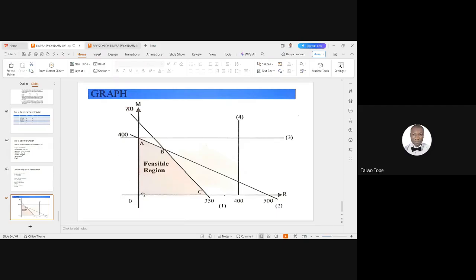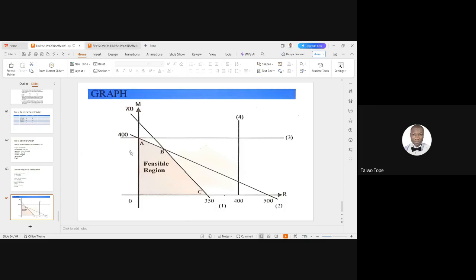From 0 to this point here, point B. So point A, B, C, which is your visible region. This visible region is the region that is bounded by your constraints. That constraint that you have, how can you use it to achieve the best contribution? So that is why our concern is on this region and not any point outside the region.